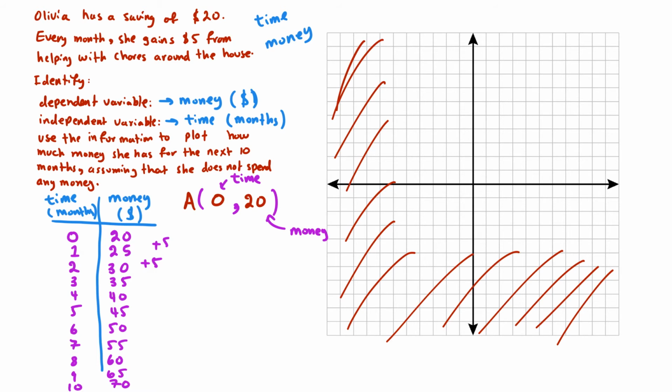To label things properly, I am going to label the x-axis, which is this region over here, as time, and make sure that the unit is there, because if somebody else is looking at this graph, they need to know exactly what my x variable is representing, what is my dependent variable, and what is its unit. And the y here will be money, and its unit is dollars, so I can put that in here.